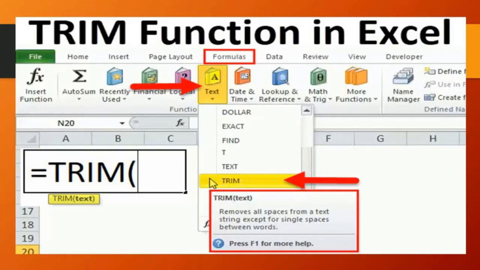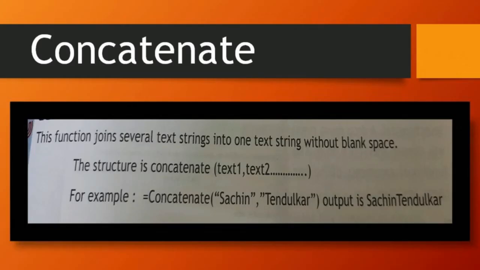Trim. This function removes all preceding and trailing spaces in a text except for a single space between words. The structure is TRIM(text). For example, =TRIM(" simple interest"). Output is simple interest.